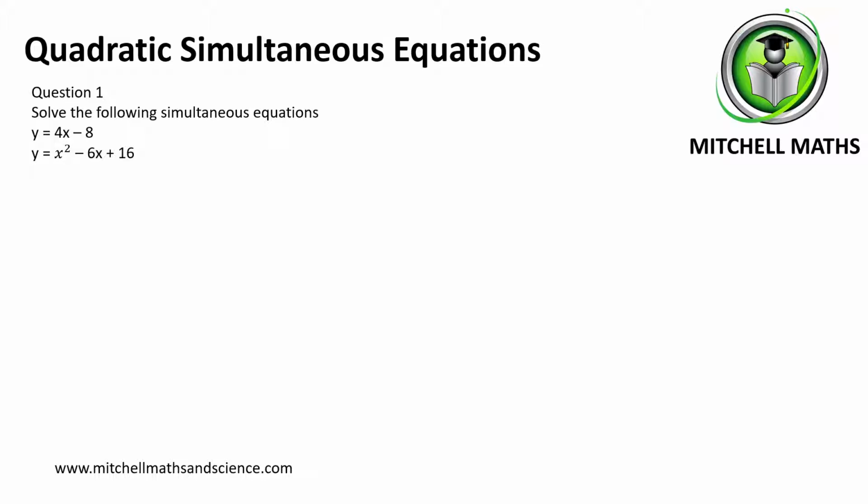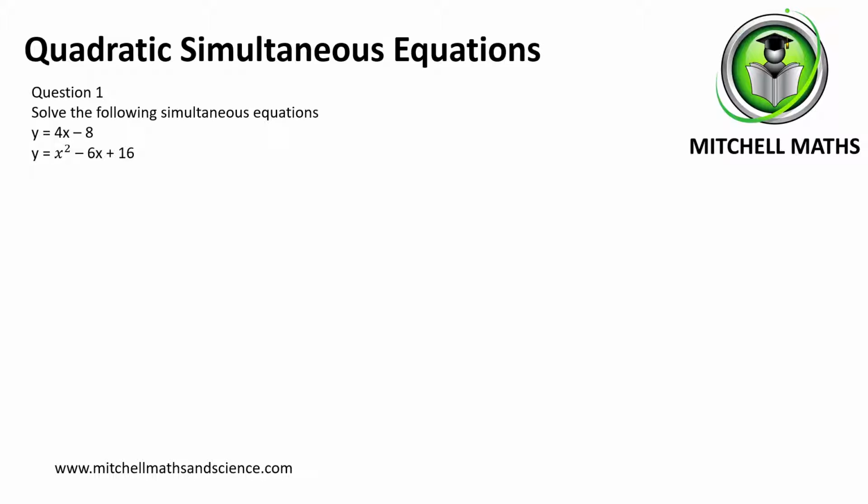We're going to do a method called the substitution method, which means that we're going to have to make one equation y equals or x equals and then substitute it into the other equation. So the first question we're going to look at is: solve the following simultaneous equations. y equals 4x minus 8 and y equals x squared minus 6x plus 16.